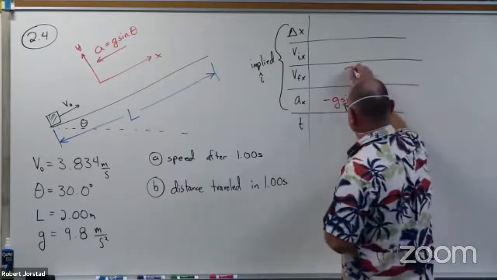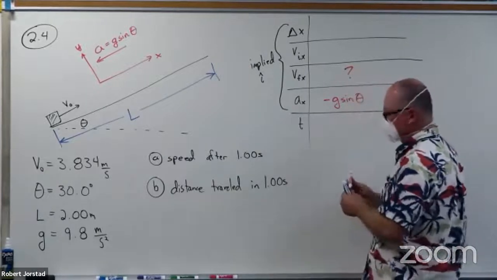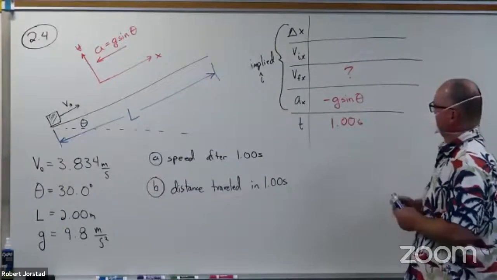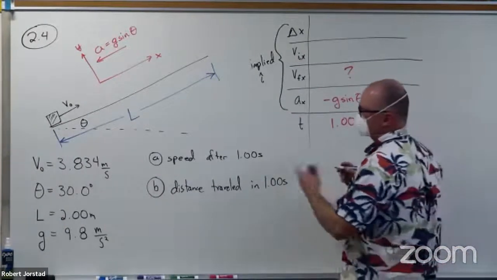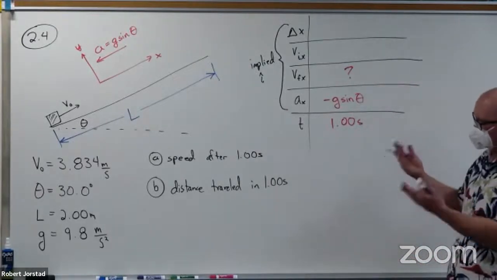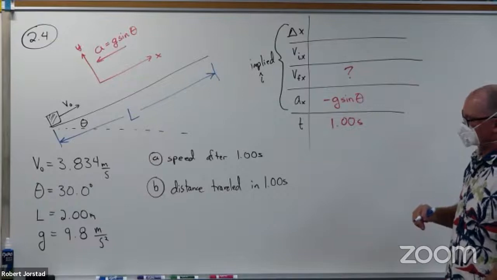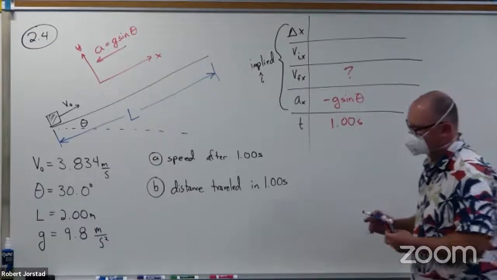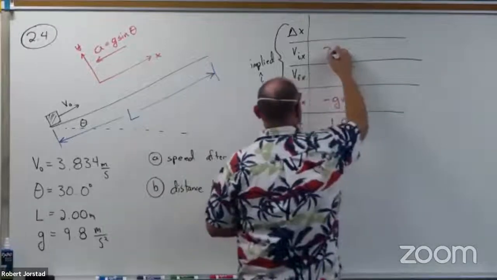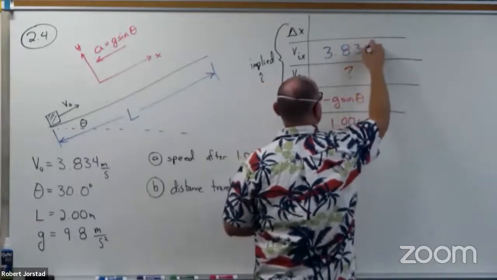Do we know v final x? I think that's what we're looking for. We know the time in this problem, right? What's v initial x? Is it 3.834 or negative 3.834? Positive. Why? It's in the direction of the coordinate. Yes, in the same direction as the coordinates. All right.